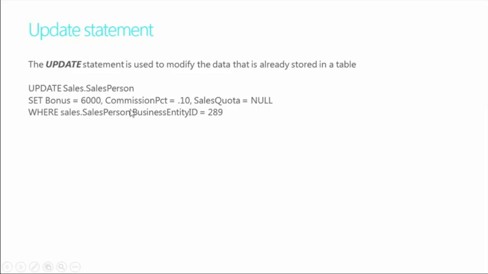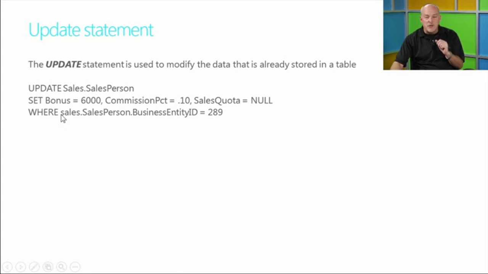All right, the update statement. We're going to update salesperson. Again, I changed this query slightly to stay with our theme, what we were working with. But with update, you specify the table. Set is the keyword here. Set bonus equals 6,000, commission percentage equal 10, and sales quota equal null. So what this would do, it would set those values on those 3 fields where sales.salesperson.business entity equal 289. That's a huge problem if you don't put a where clause on an update statement.